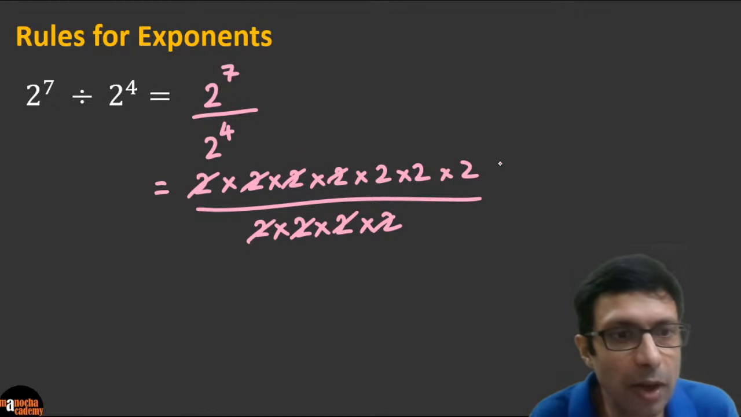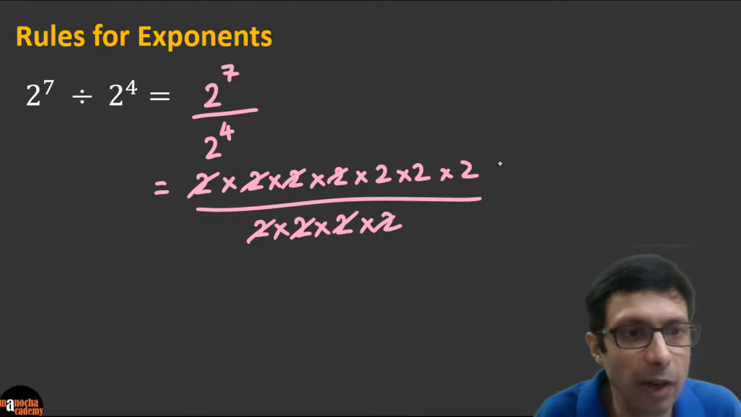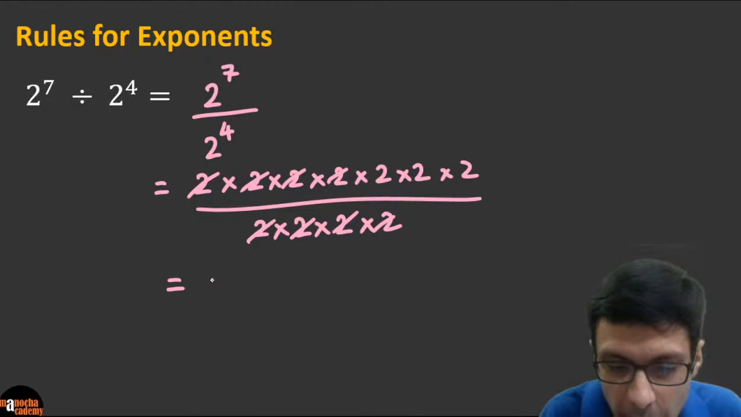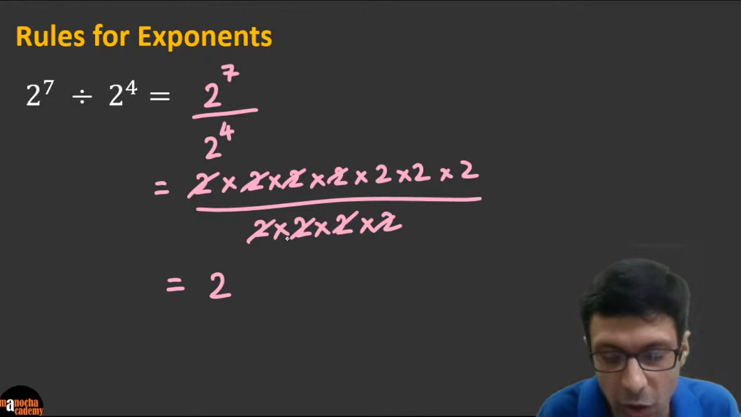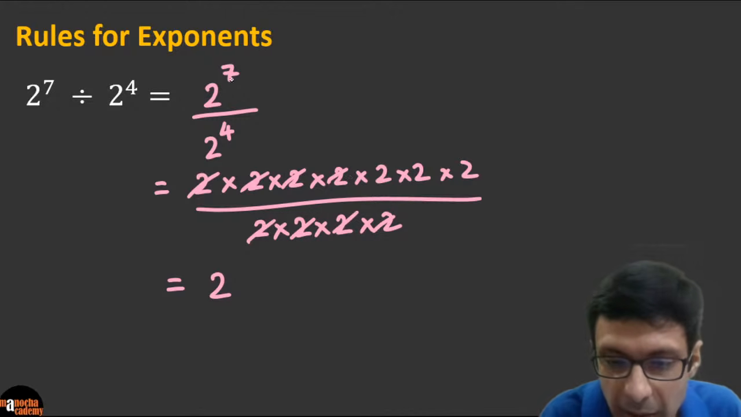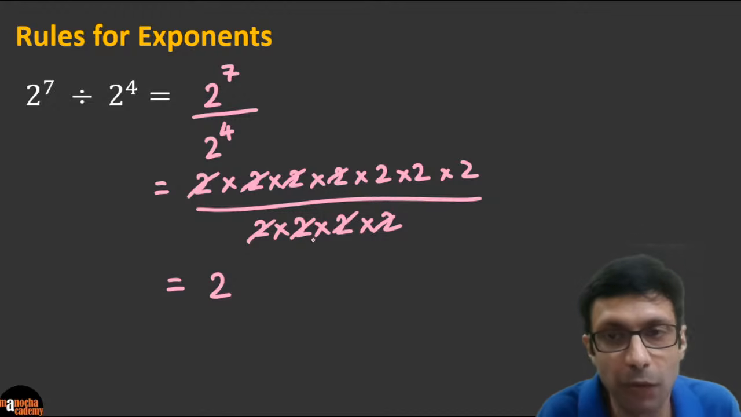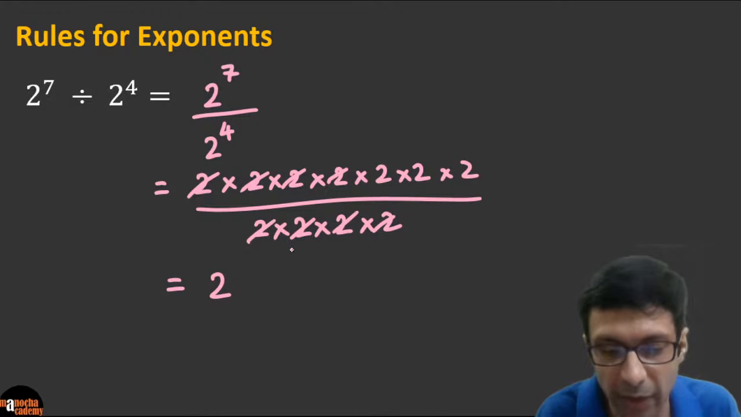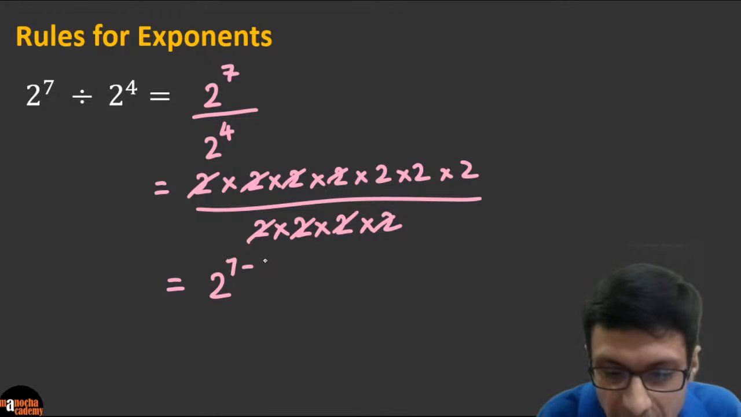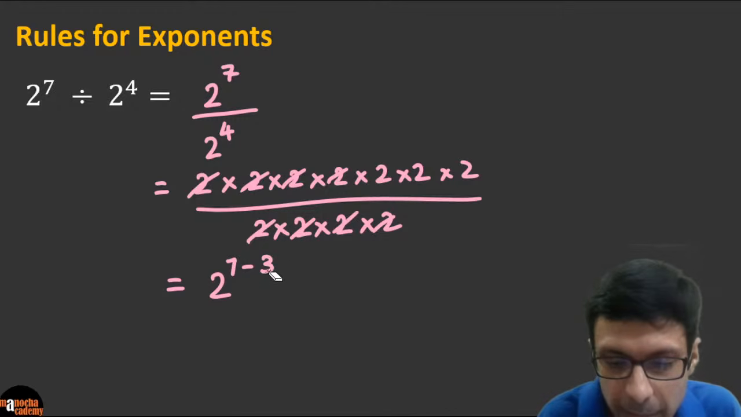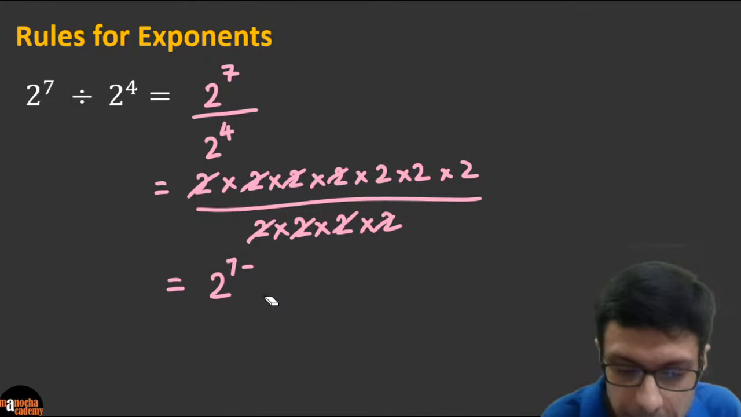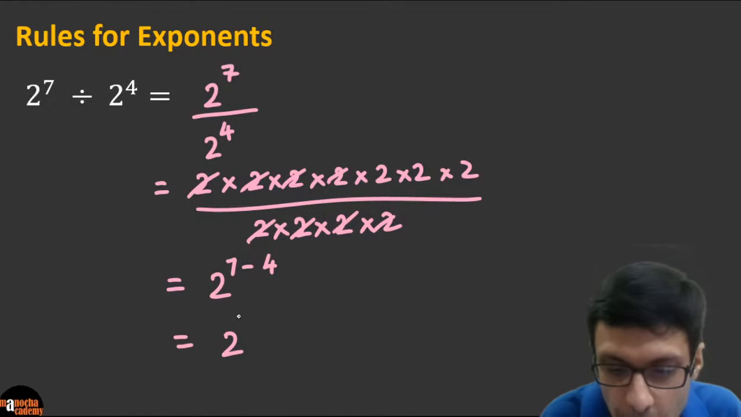Okay, very good. Mitra says 2 to the power 3. Raghupati says that. Very good, guys. So we are going to be left with 2 to the power 3, right? Okay. So basically what is that? It's because the 7 got cancelled by 4. There were 4 2's down there, right? So basically we did 7 minus 4, right? Okay. And which is basically equal to 2 to the power 3.